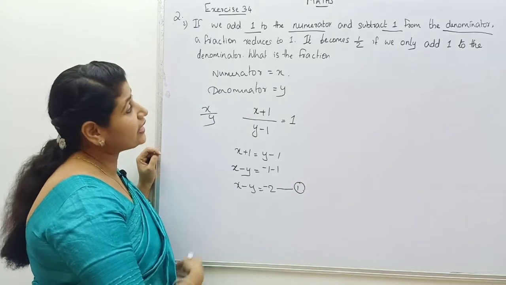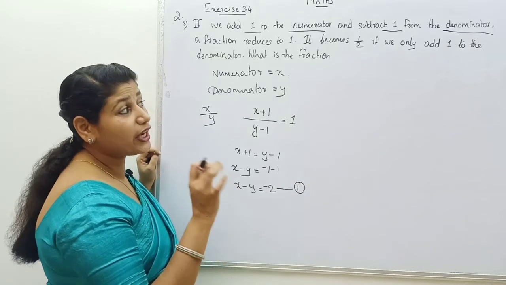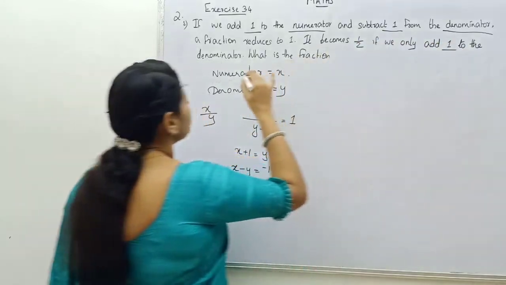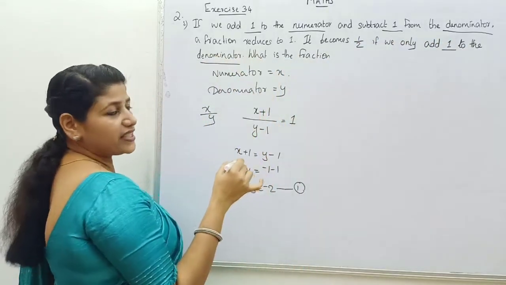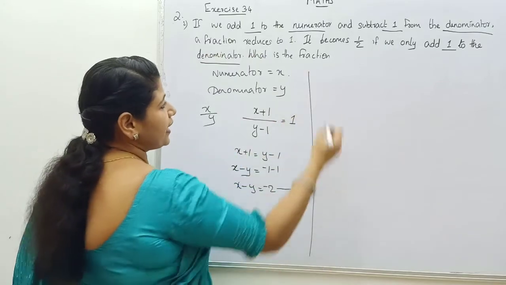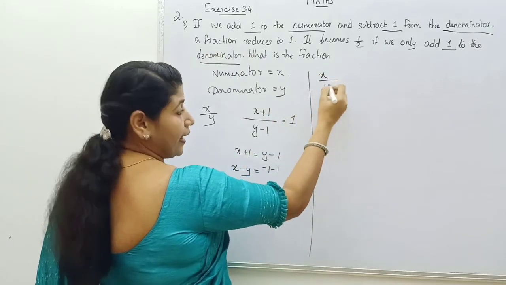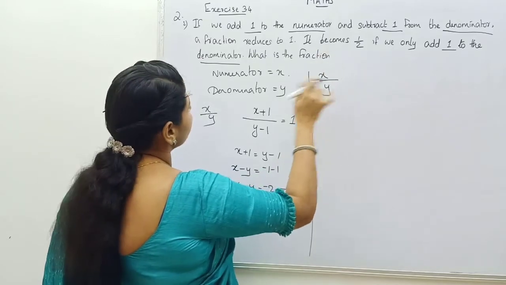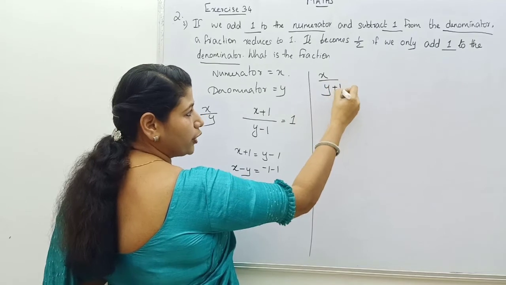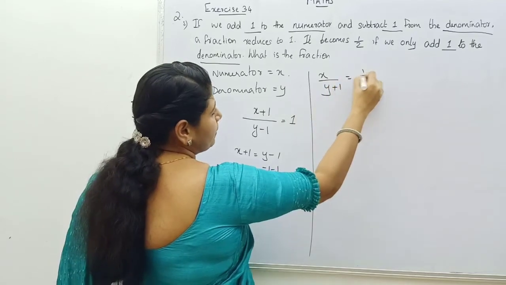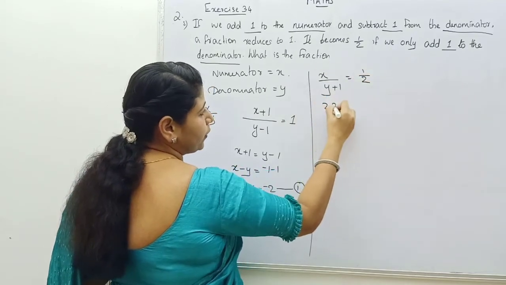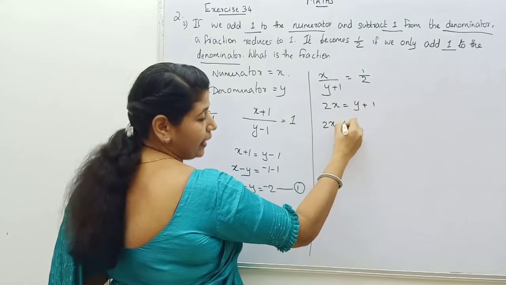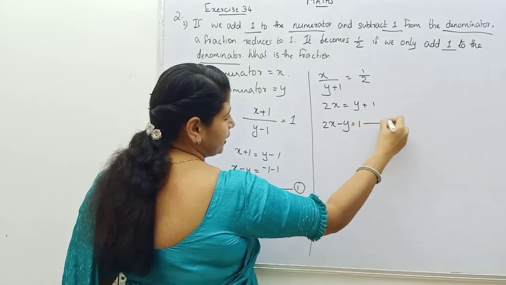One more condition is given: it becomes 1 by 2 if we only add 1 to the denominator. If you add 1 to the denominator only, you will get the fraction 1 by 2. So I can write x by y, the original fraction, and I am adding 1 to the denominator, then you will get 1 by 2. Just cross multiply: 2x equals y plus 1. Taking y to this side, 2x minus y equals 1. This is your second equation.